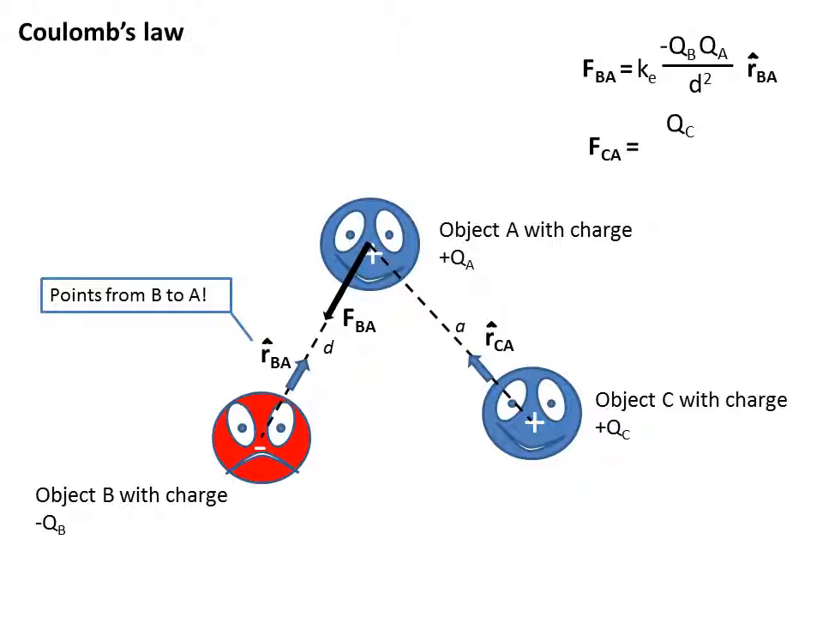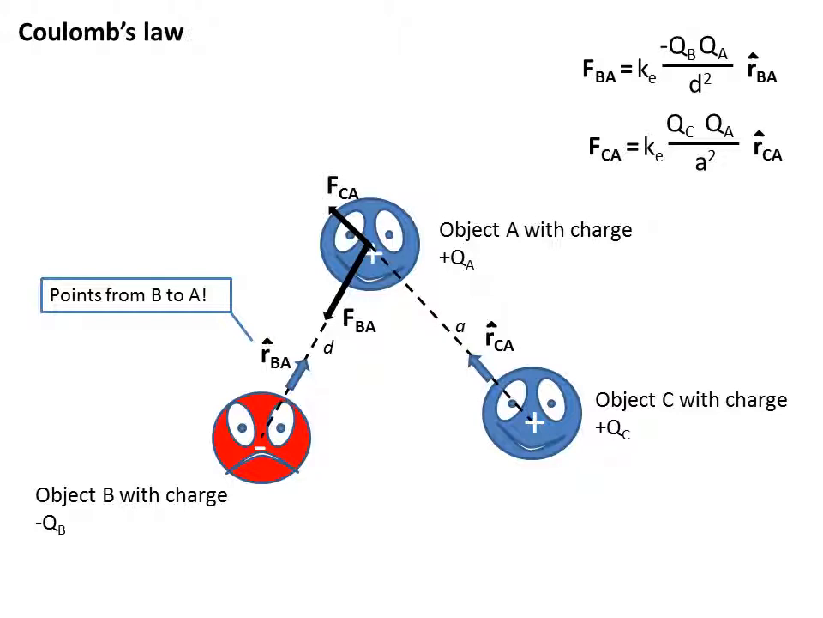We multiply the charge carried by object C with the charge carried by object A, divide by the square of the distance separating these two objects, multiply the whole expression by the universal constant Ke, and the direction is fixed by the unit vector we set up at the beginning. We therefore find that object A is repulsed from object C by the force FCA, as shown on the screen.